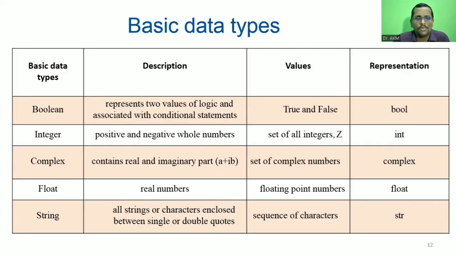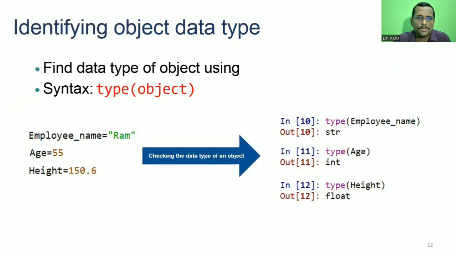Real numbers: when you want to give floating point numbers, the common or basic data type float is available in Python programming. Float is a basic data type. And string: all the strings are characters enclosed by single or double quotes. It's acceptable in Python programming. The representation is str. When you want to return the data type by using a function, it returns str. So these are the basic data types available in Python programming.